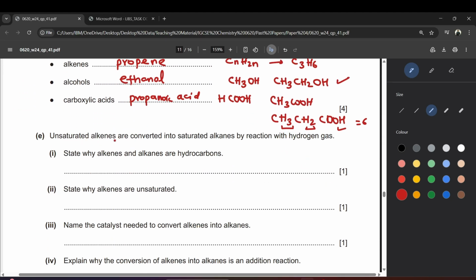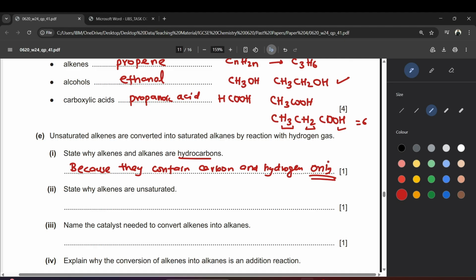Part E is unsaturated alkenes are converted into saturated alkanes by reaction with hydrogen gas. State why alkenes and alkanes are hydrocarbons. So we can say because they contain carbon and hydrogen only. Make sure you write this word. If you do not write this word, you're going to lose a mark for this.